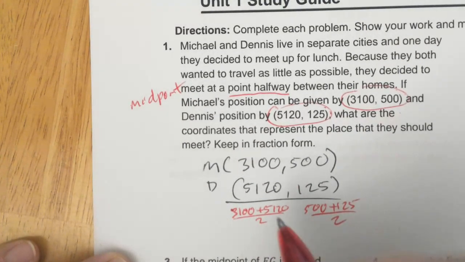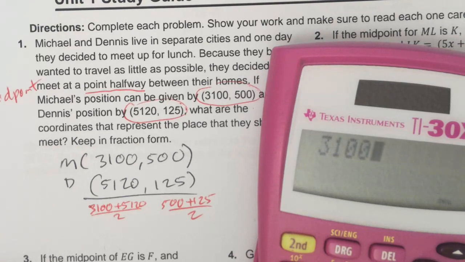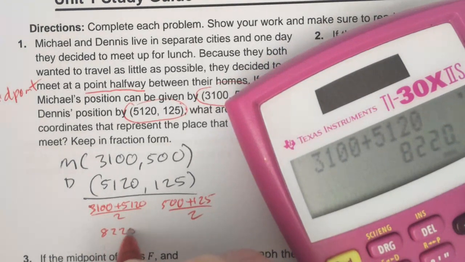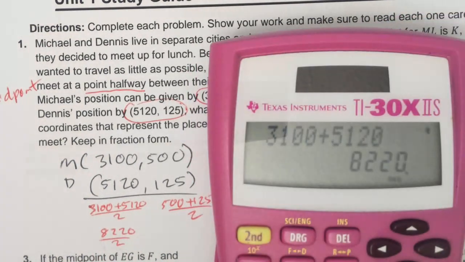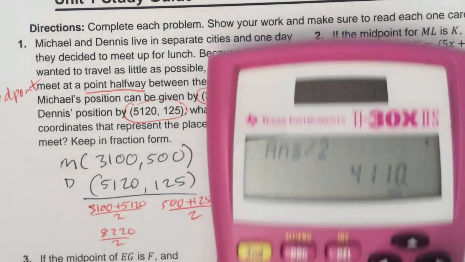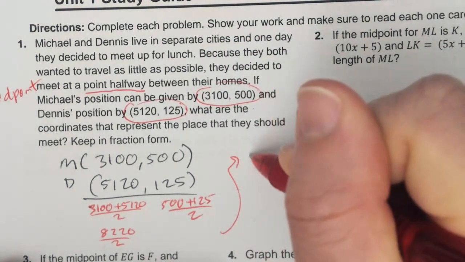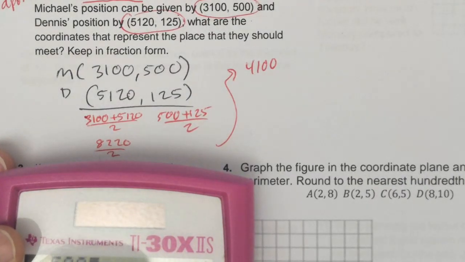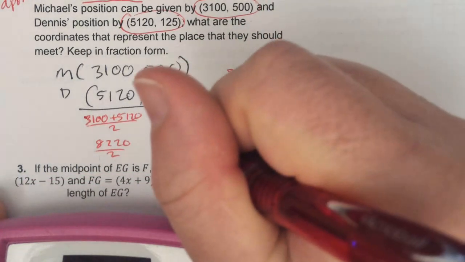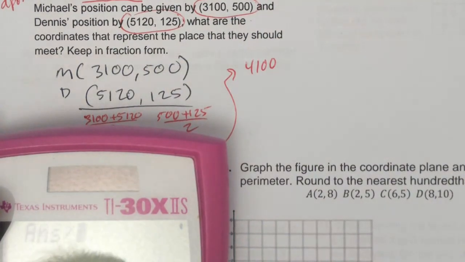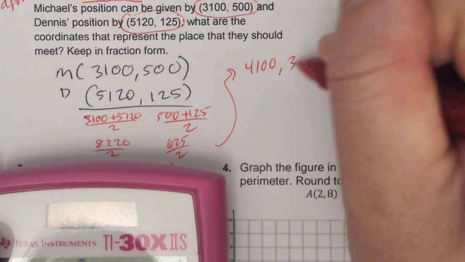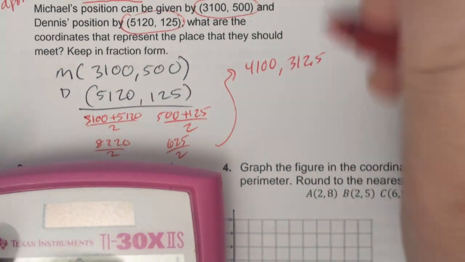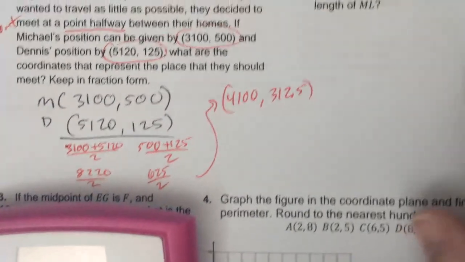So when we add those two together, 3100 plus 5120, we get 8220 divided by 2. Let's divide that by 2, and we get, I ran out of room, so I'll put it up here, 4100. And then over here, 500 plus 125, we get 625 divided by 2. Divide that by 2, we get 312.5. And that's our answer. That's it.